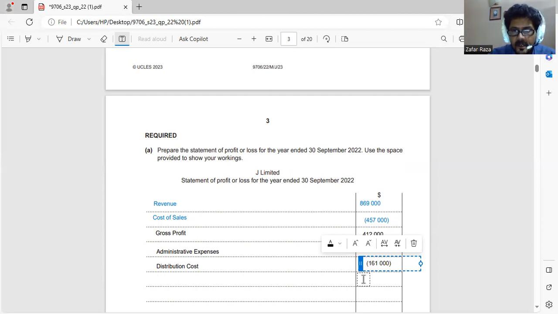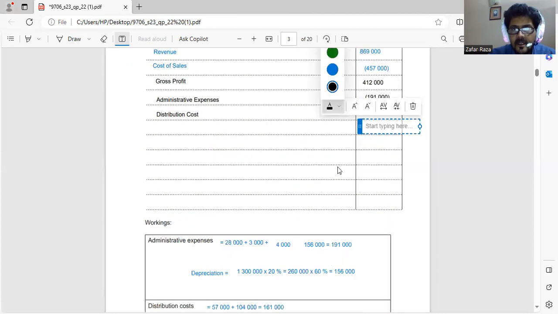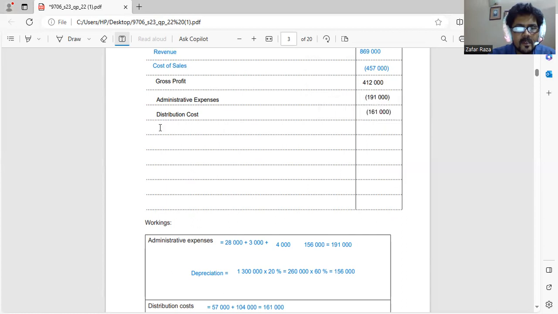So here what we'll get is profit from operations. That would be 412,000 minus 191,000 and 161,000. We'll get 60,000 total profit from operations.